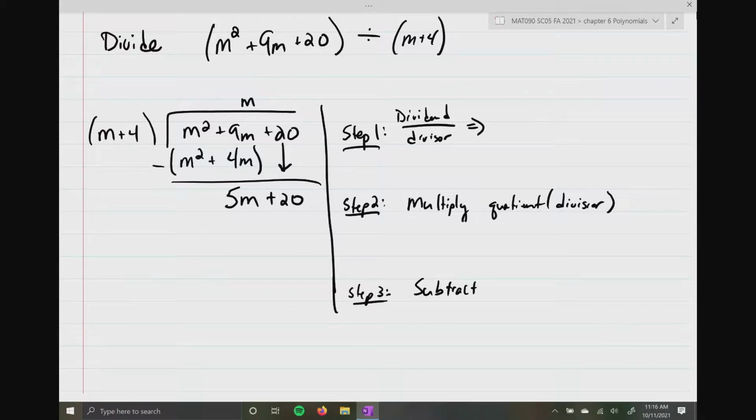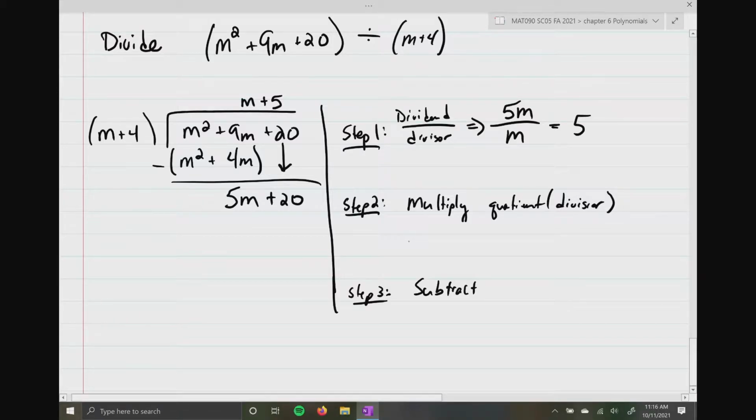All right, here we go. Start over again. Dividend is 5m. Divisor is m. That gives me positive 5. So I'm going to write plus 5 in the numerator. Okay? Any questions so far?